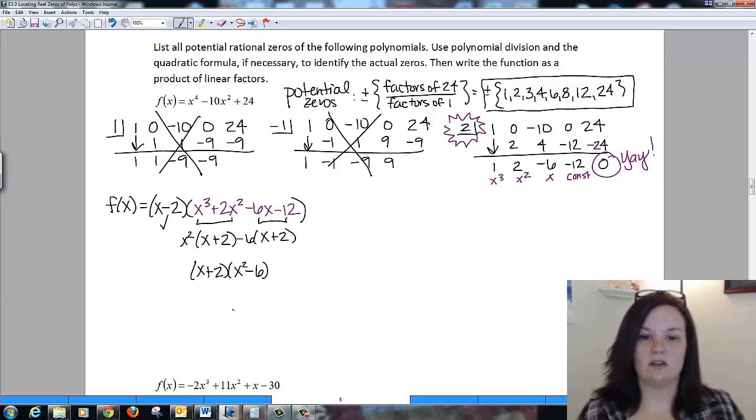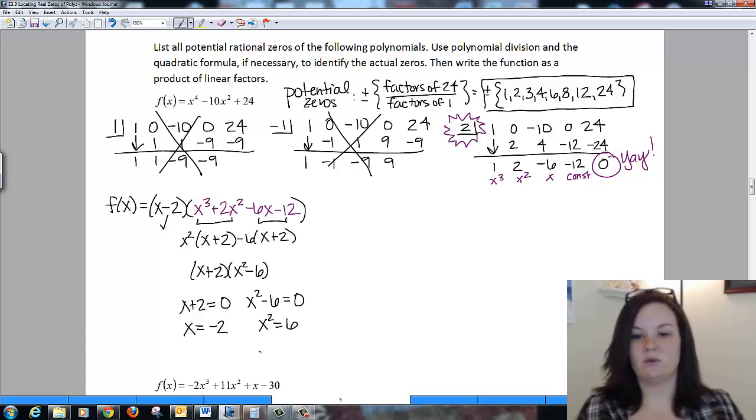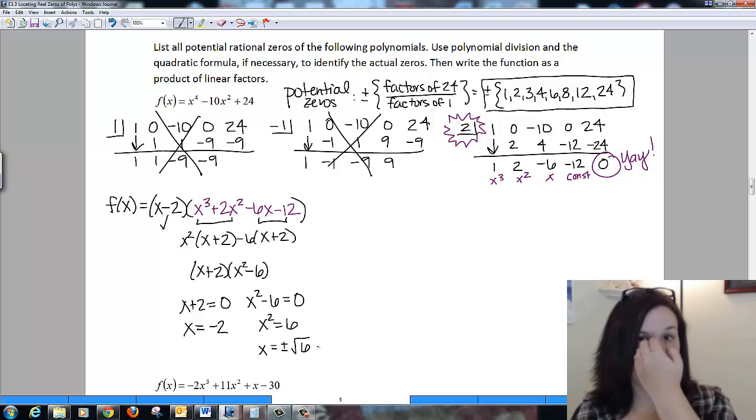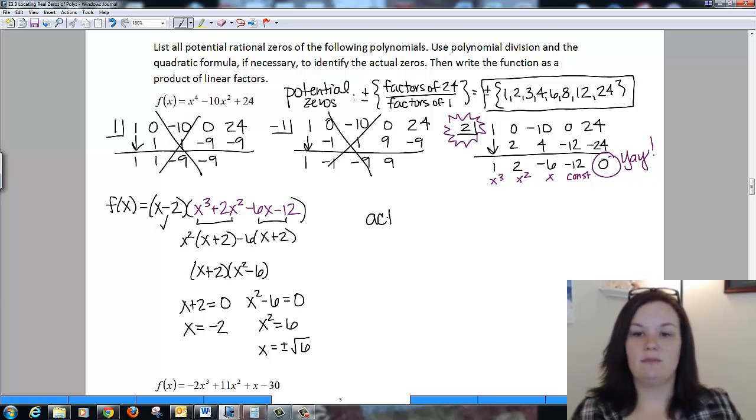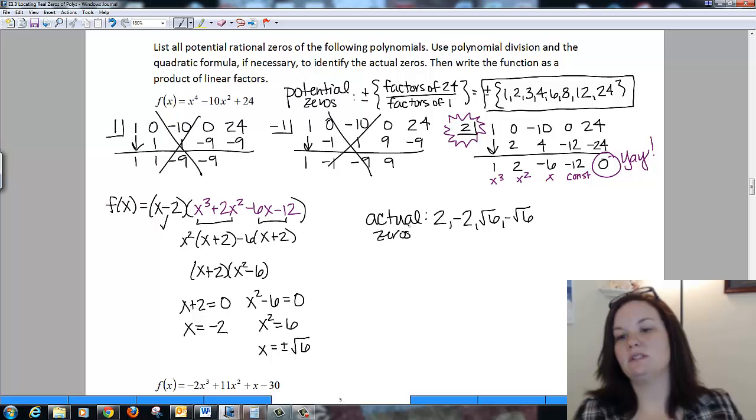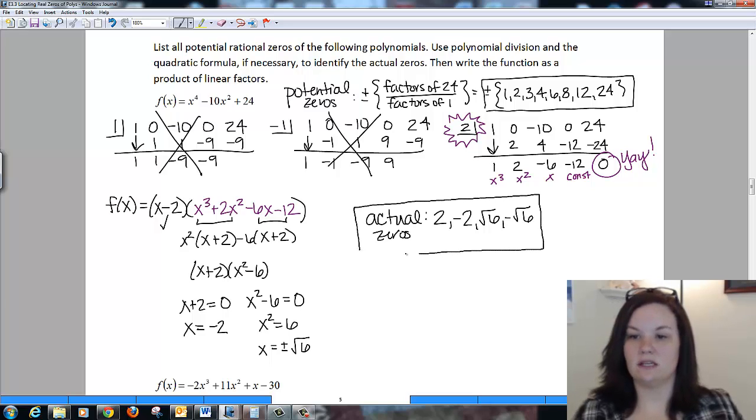And then I can go ahead and solve these. x plus 2 equals 0 and x squared minus 6 equals 0. When I solve the first one, I get x equals -2. When I solve the second one, I get x squared equals 6. Then I take the square root, which gives me x is equal to plus or minus the square root of 6. So the actual zeros are the purple one I have in the spiky circle, so 2. The other ones I found from my remaining factors, which would be -2, positive square root of 6, and negative square root of 6.